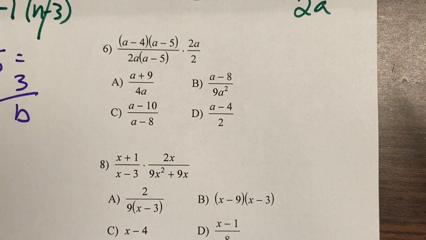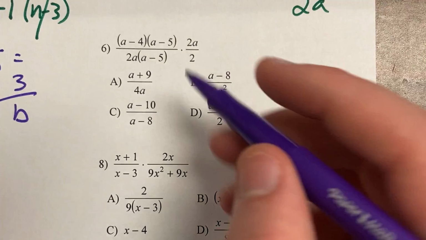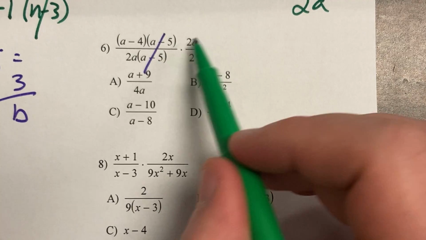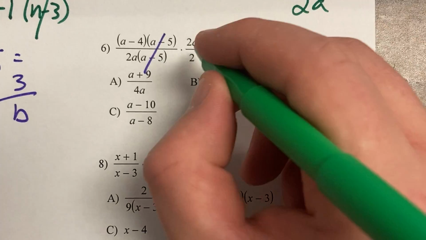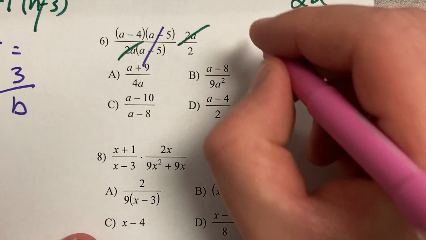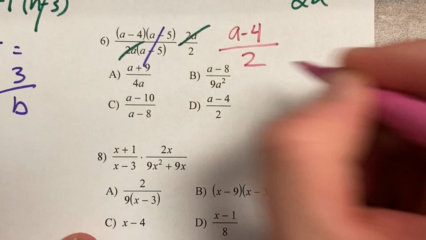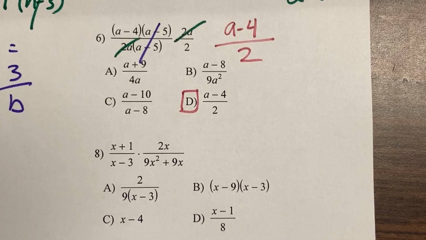Number 6. This is an example of everything being factored. You just need to understand how to cancel stuff out. So I'm going to start with the same fractions. I have a over 5 and a over 5. Remember, we can cancel out going across our fractions. I have a 2a and a 2a. When it's all said and done, it looks like I have an a minus 4 on top, and a 2 on the bottom. Looks like D has that for us.